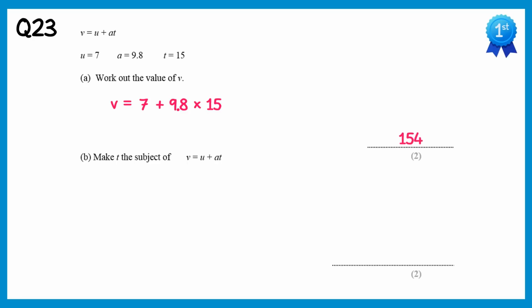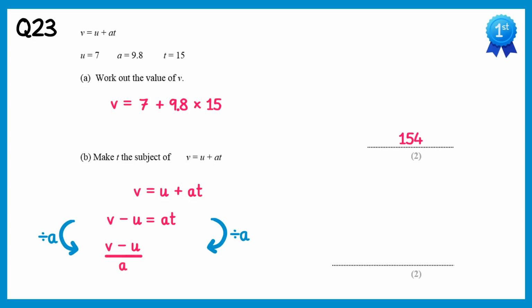For the next part, we need to make t the subject, so we'll write the formula out. First of all, take away u from both sides. On the left-hand side, this would be v take away u, and on the right-hand side, the u's would cancel, so you're just left with at. Then divide both sides by a, so on the left you've got v take away u, and then you divide that by a, and on the right the a's cancel, so you're just left with t. T is now the subject because it's on its own, so t equals v minus u over a.